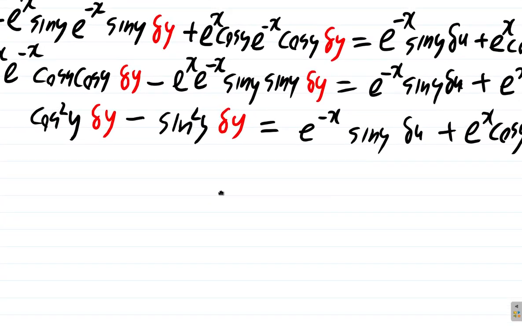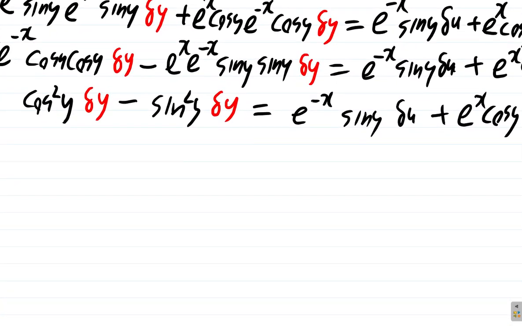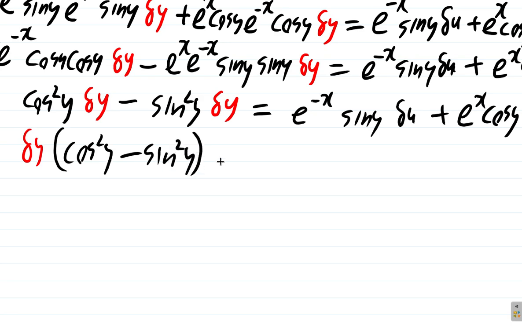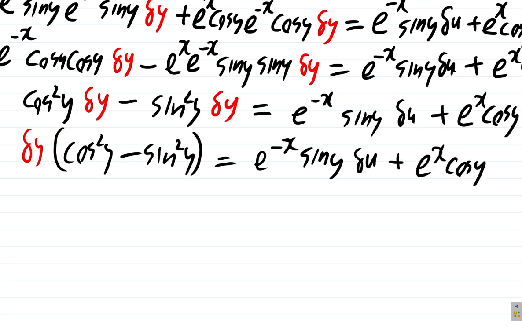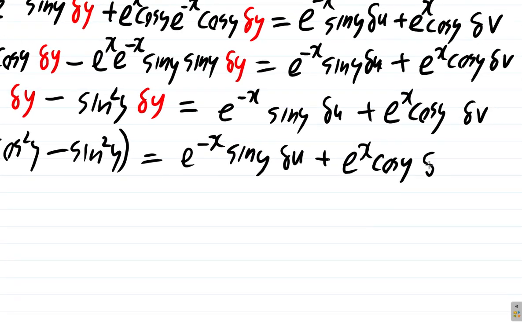Now, we factorize. We get our del y times cos squared y minus sine squared y is equal to, so we have our e to negative x sine y times a small change in u, plus e to the x cos y times a small change in v.